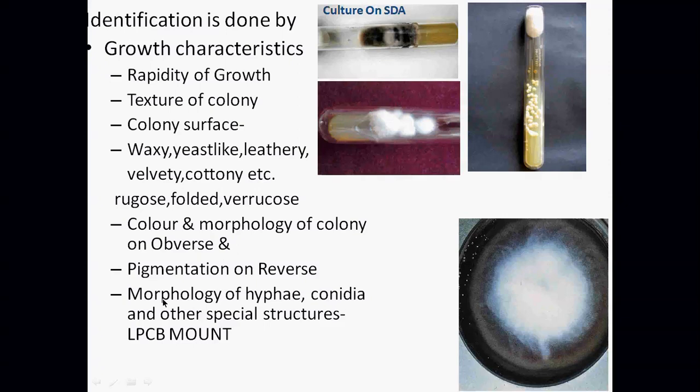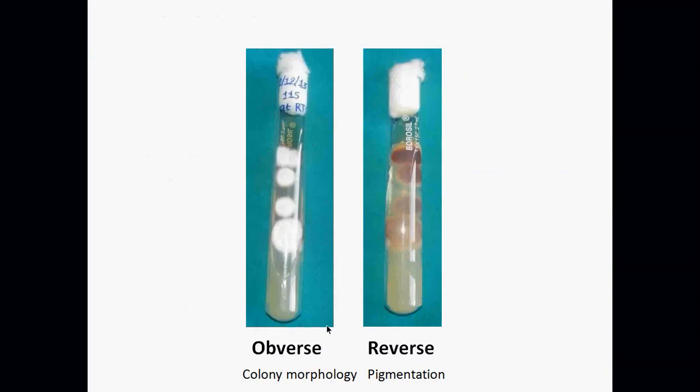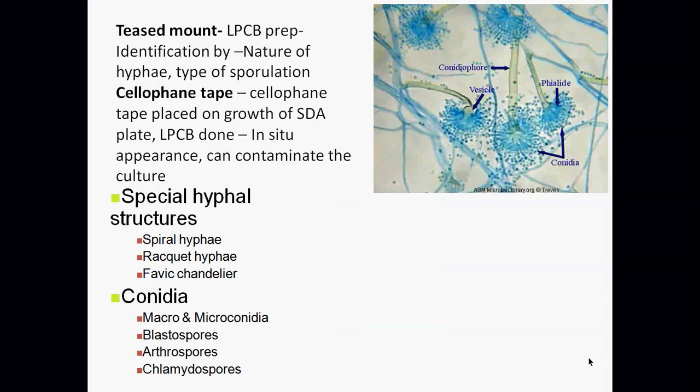Further you have to study the morphology of this grown fungus in the form of hyphae, conidia and other special structures in the LPCB staining. Just have a look at this now. This is the obverse or front part where you are going to see the colony morphology, and this is the reverse on which you can see the pigmentation. This Sabouraud dextrose agar plate is showing red color pigmentation on the reverse part. So front for colony morphology, reverse for pigmentation.